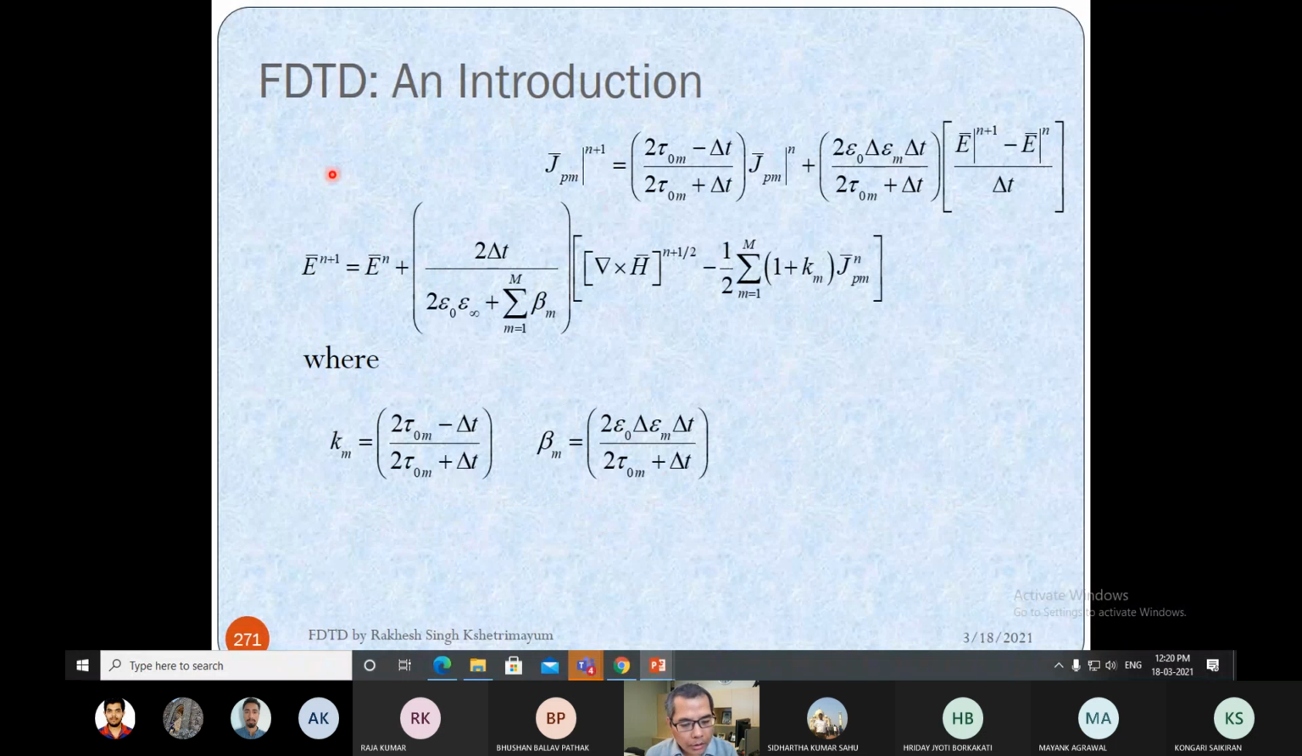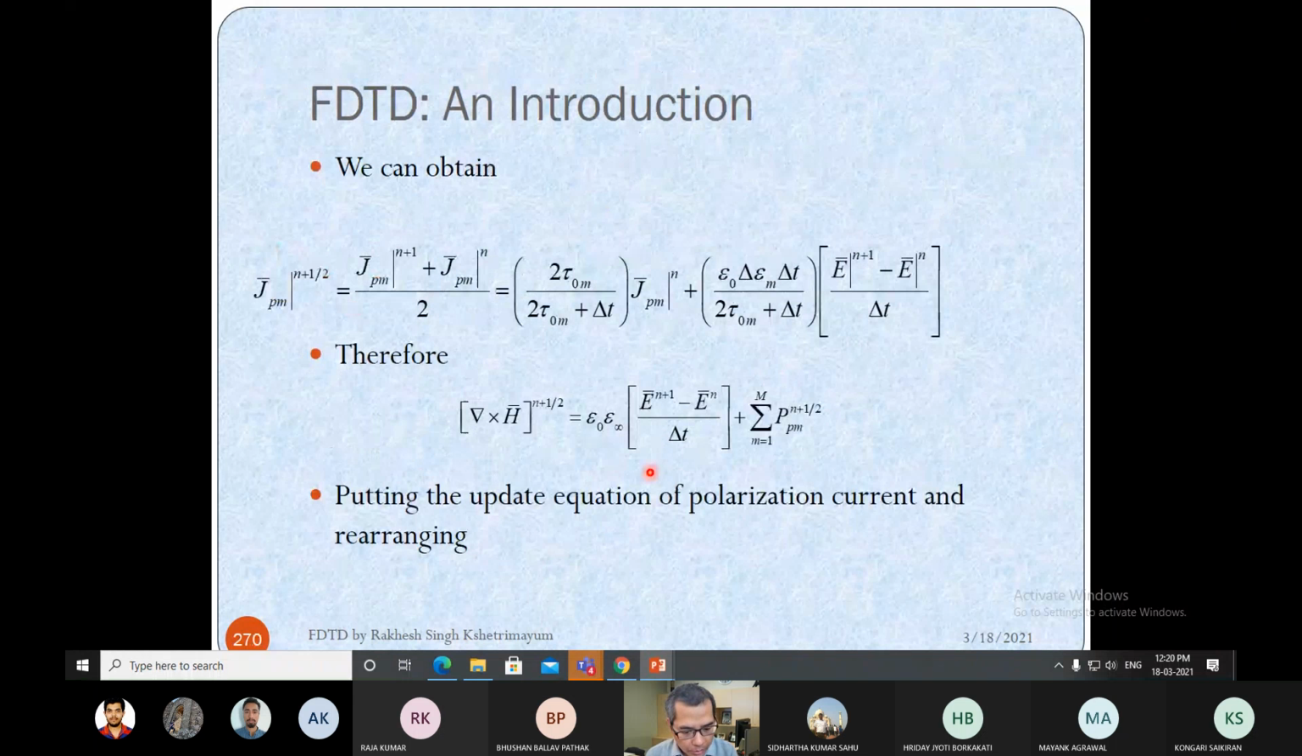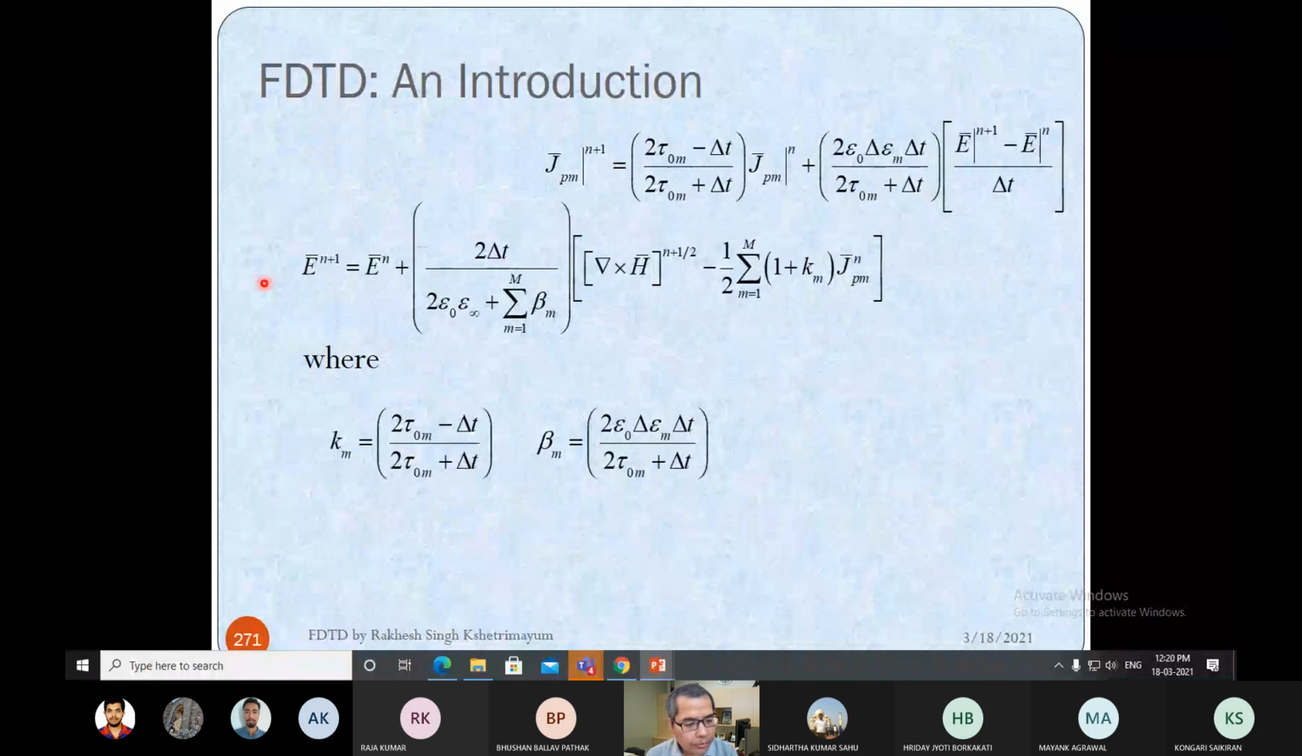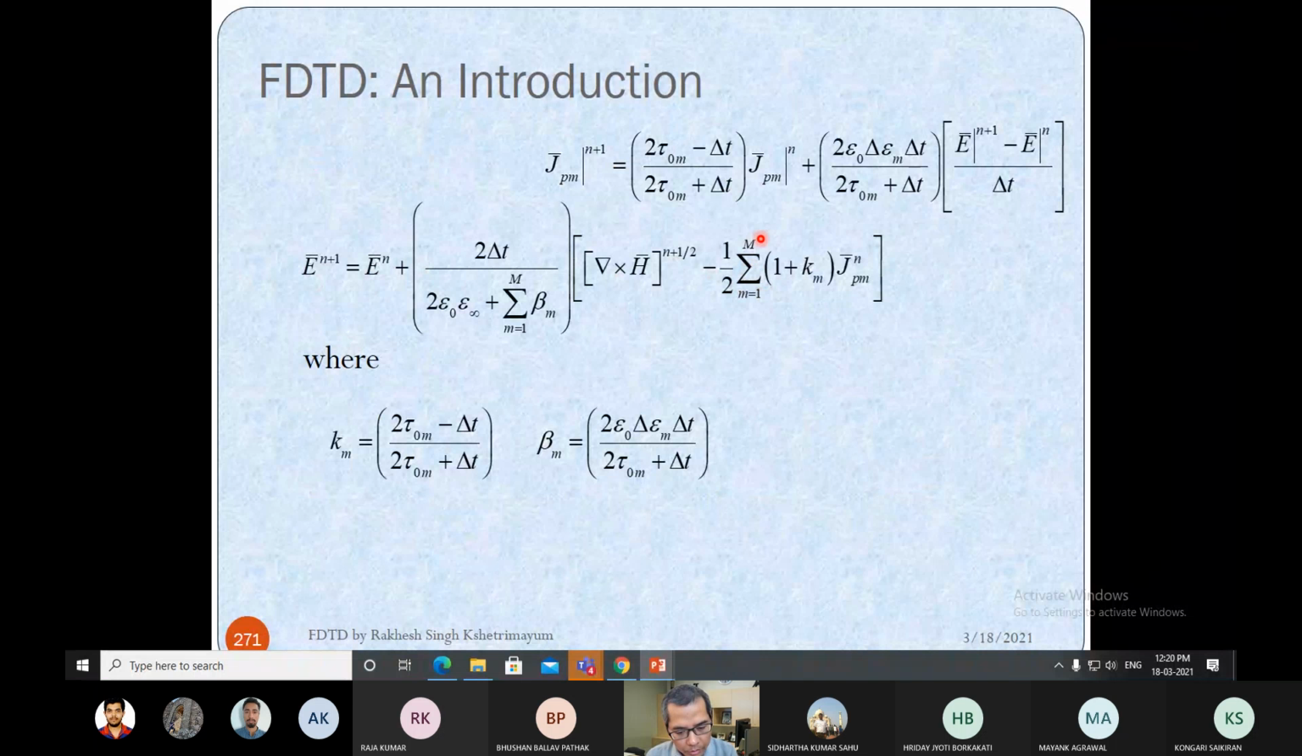So finally the update equation, this should actually be J_pm here, it should not be P_pm. So E^(n+1) is equal to E^n, then this term here, curl of H at n plus half minus half, divided by the summation going from 1 to capital M of 1 plus K_m, J_pm at n. So you know what J_pm at n is, you know what H at n plus half is, you know what E^n is, then you can find out E^(n+1). And this constant here, you call this K_m, and this constant here, you call it β_m.